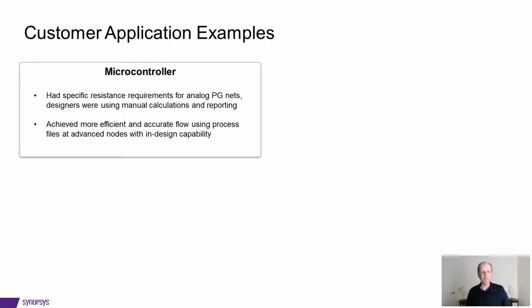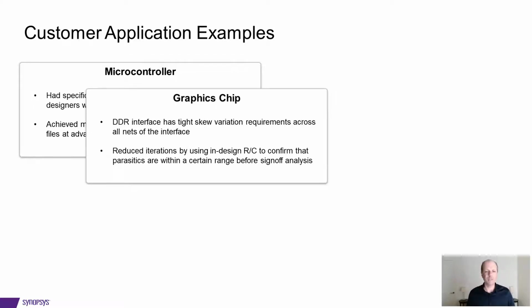I'm going to start by talking about a few customer examples that we've encountered over the years of rolling out this functionality and deploying it to customers. So here, for instance, we worked with a microcontroller team. They had specific requirements for analog PG nets, and they were initially using manual calculations. So we replaced those manual calculations and spreadsheets with the functionality in Custom Compiler, which helps them be more efficient and more accurate using foundry certified process model files.